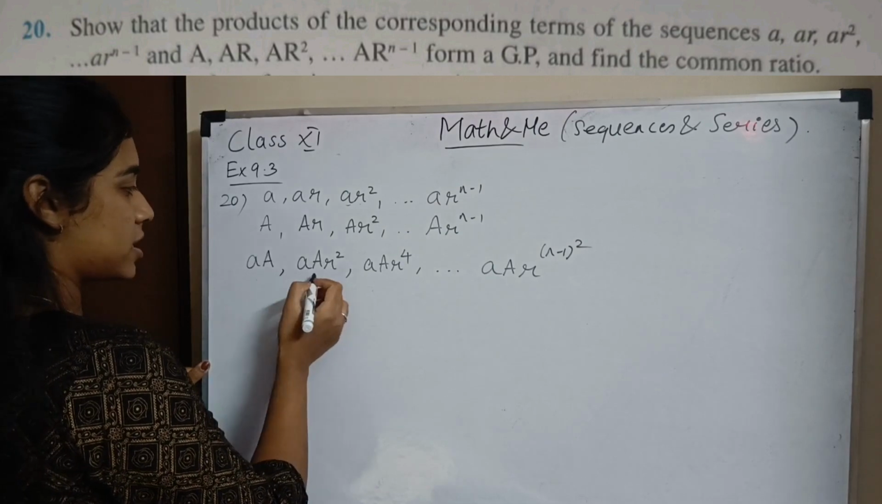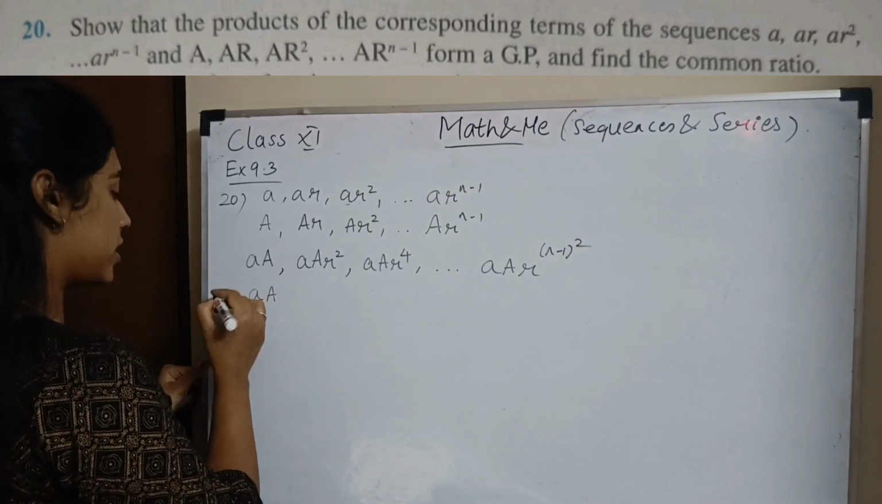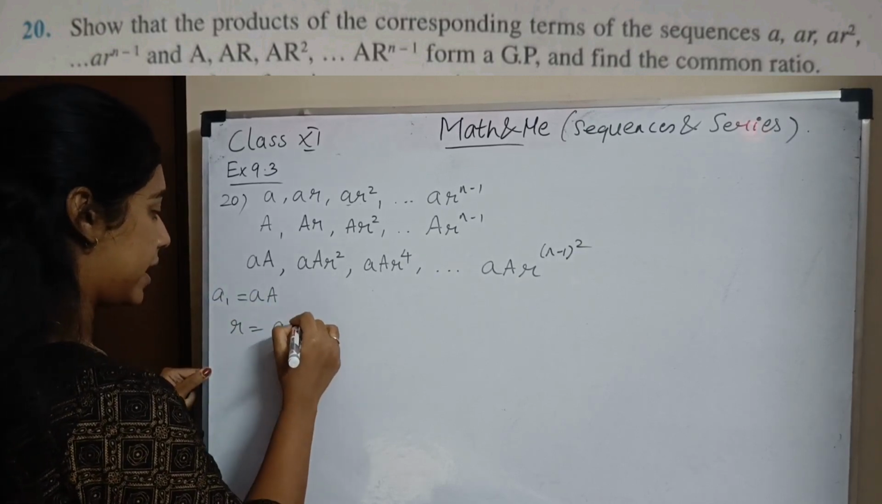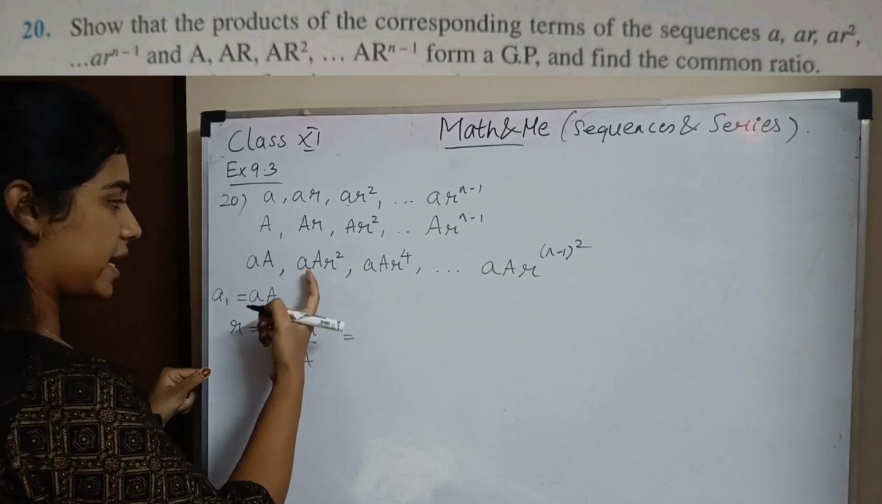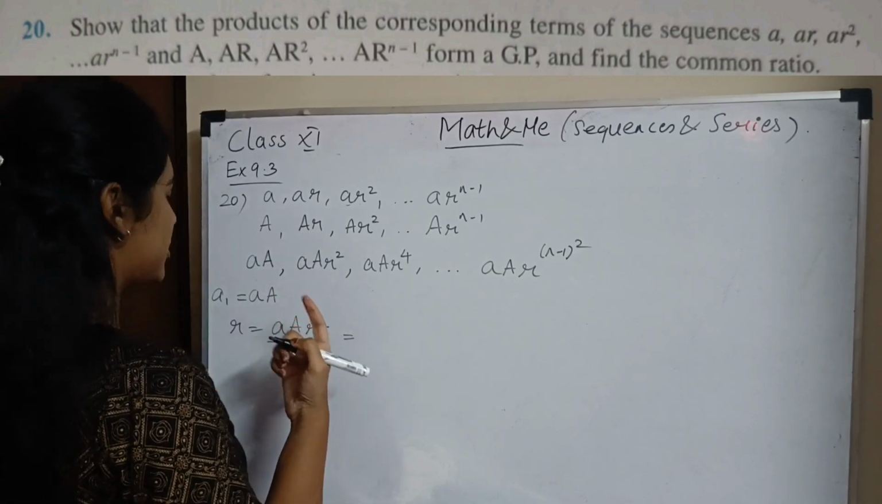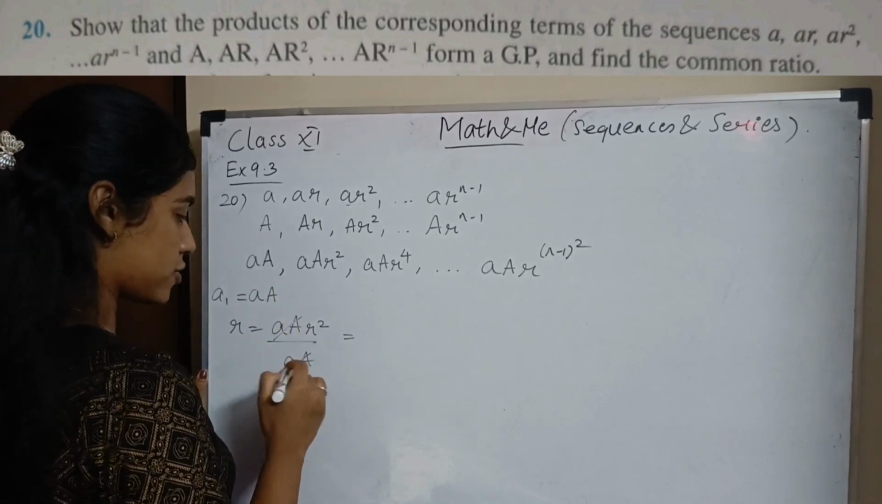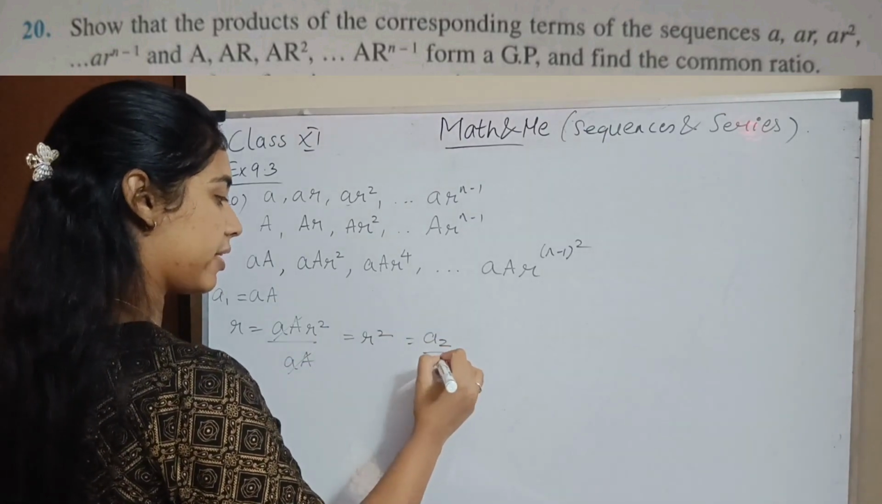So what is my first term? aA. This is my first term, so let me call it A1. What is my common ratio? aAR square divided by aA, which is A2 divided by A1. So what do I have? The aA goes off. I have R square. This is my A2 divided by A1.